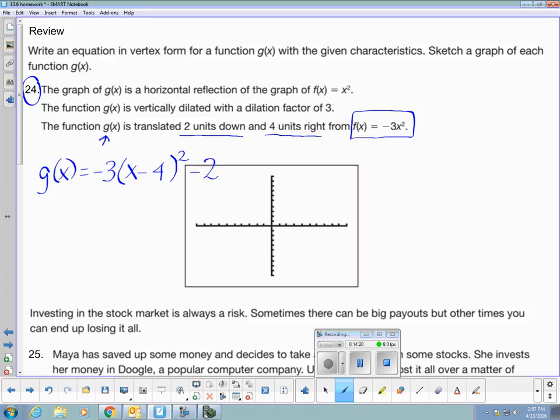So my new function is a horizontal reflection of x squared. It is vertically dilated with a dilation factor of 3, and it's translated 2 units down and 4 units right.